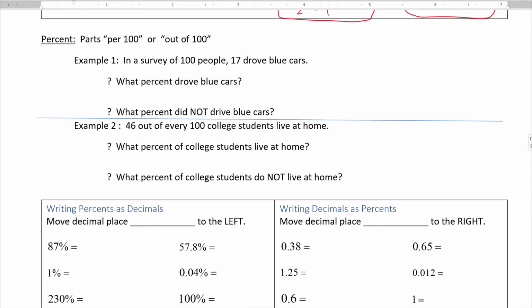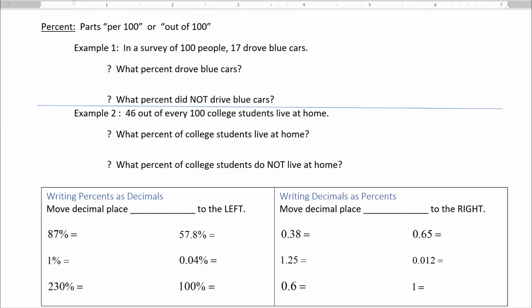Next, we're going to be talking about percent. So percent means parts per 100. That's what percent means. In fact, the word cent here means 100, so percent means per 100, or out of 100. So let's say an example, we have 100 people in our survey, and 17 of those people drove blue cars. Okay, what percent drove blue cars? Well, that would be 17% drove blue cars. That's the symbol for percent.